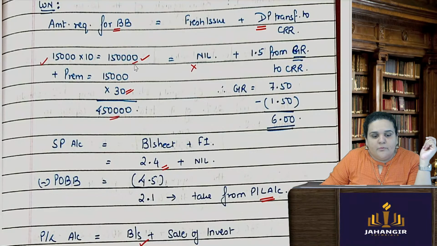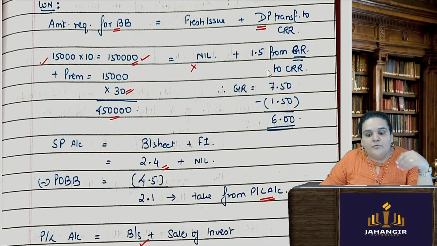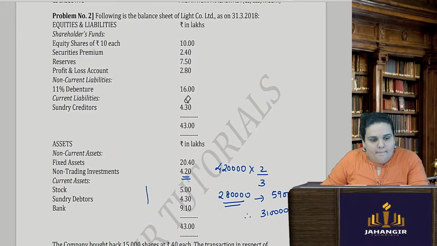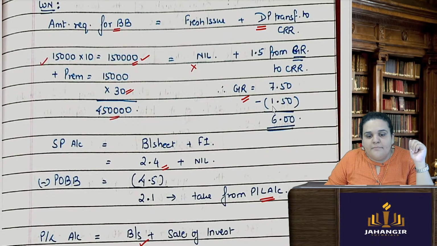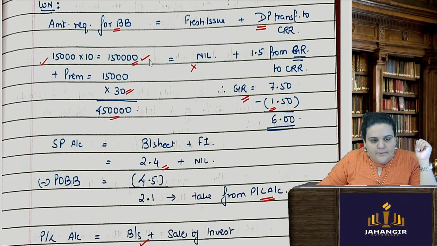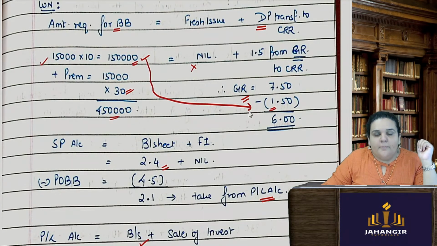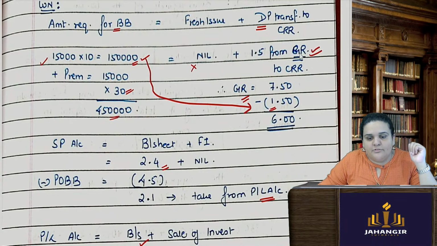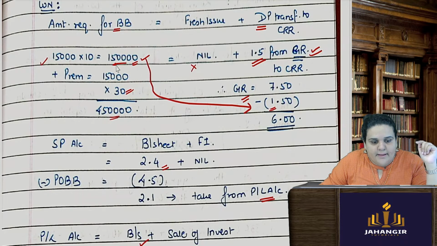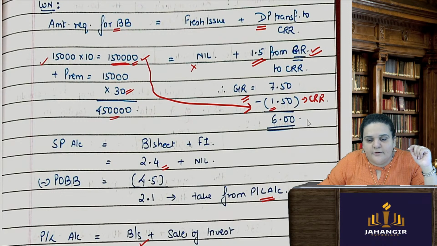Now the nominal value. The securities premium is done separately. Nominal value 1,50,000. I'm using it from a reserve. Which reserve am I using? I'm using general reserve. In general reserves, there is 7,50,000. From that, I am going to use 1,50,000 nominal amount. DP transferred to CRR. From general reserve, I will transfer 1,50,000 nominal value of buyback. I will transfer it to CRR. So now in general reserve, my balance will be 6 lakhs.